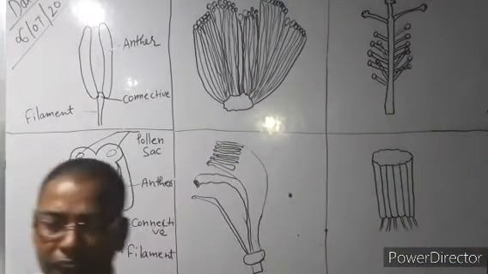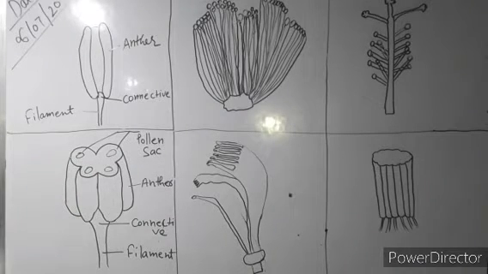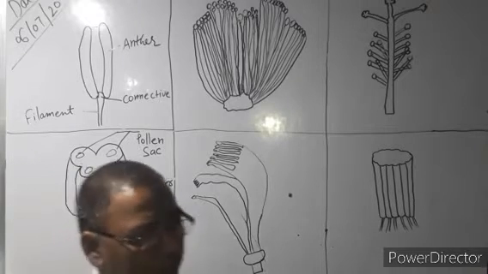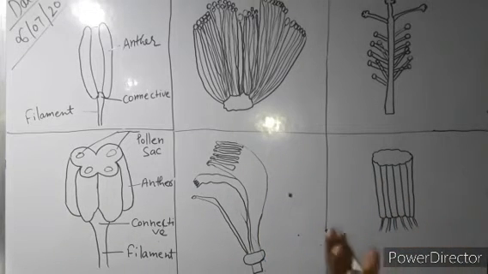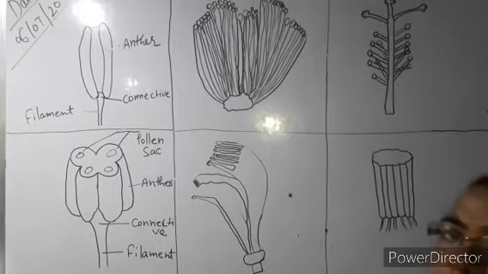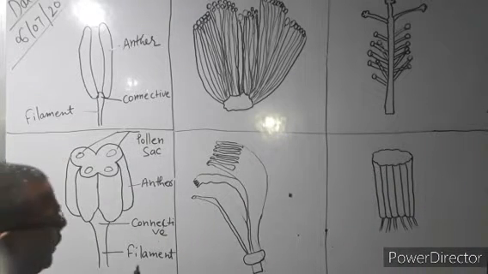From there, in some plants, the male reproductive organ or stamen will originate. This type of stamen, which originates on the base of the petals, is known as the epipetalous condition. You can just write here: epipetalous condition.